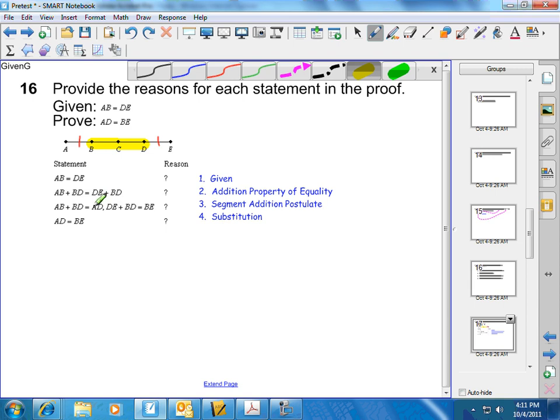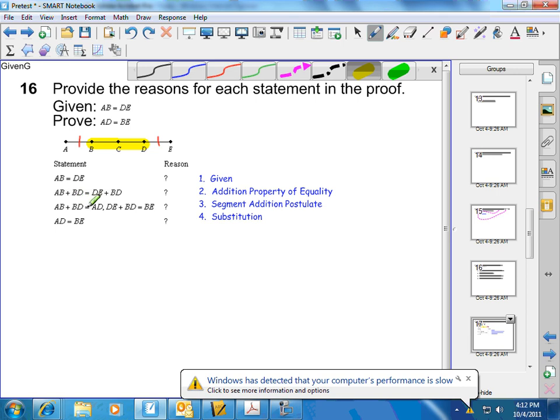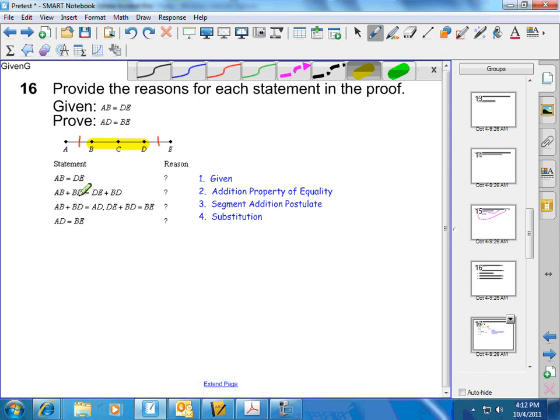And then notice that we can substitute, let's take this statement right here. Since AB plus BD is equal to AD, we can substitute AD with AB plus BD, and we can substitute DE plus BD with BE, and we end up with AD is equal to BE by the substitution property of equality. Okay, so that's number 16.